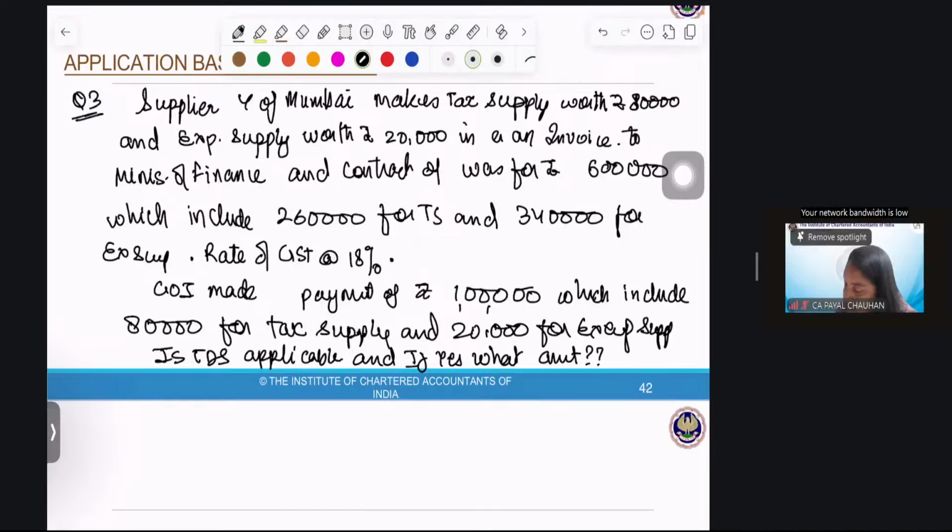Yes, take it inclusive of GST. Perfect, very good. You people are able to answer. Now tell me, do I need to solve it for you, or are you going to give me the answers? So the answers: A, is TDS applicable; B, amount of TDS. Amount of TDS is?